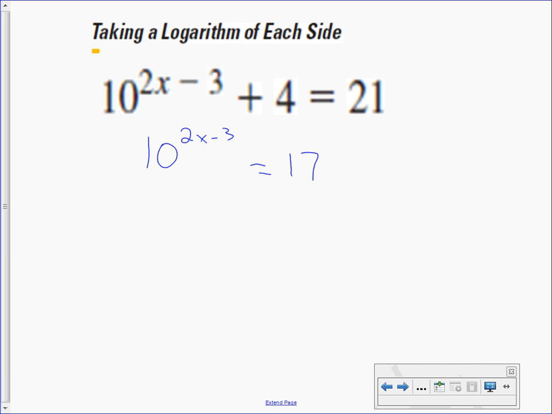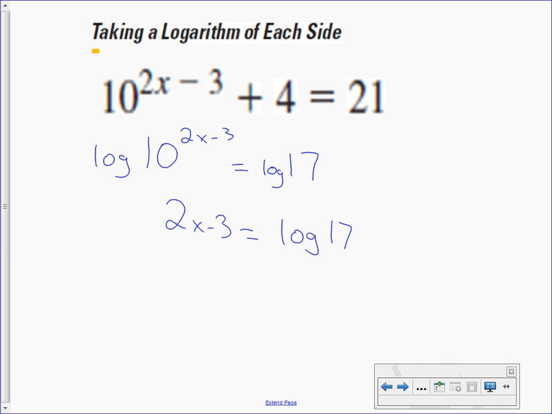Now, how do I move that exponent? How do I get that out of the air, if you will? Log base 10. Very good. So I have to just take the log of both sides. So you wind up with 2x minus 3 is the log of 17.